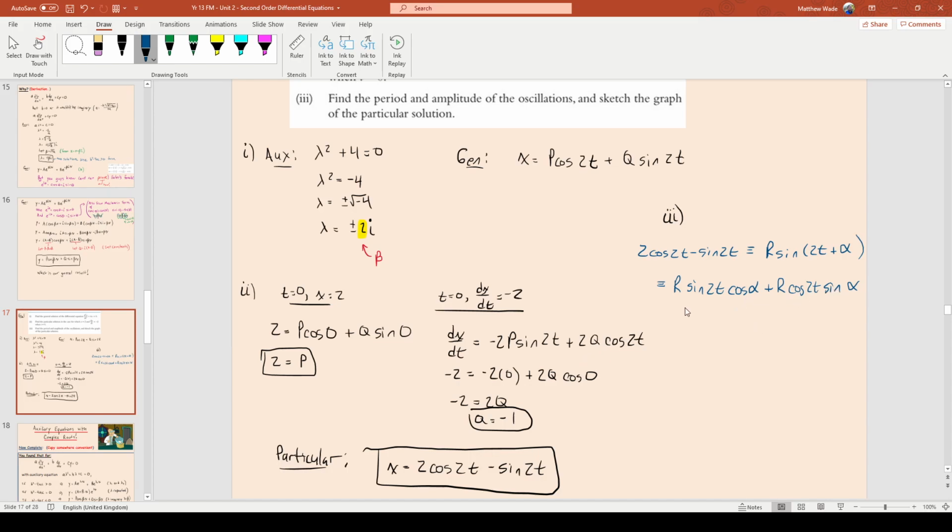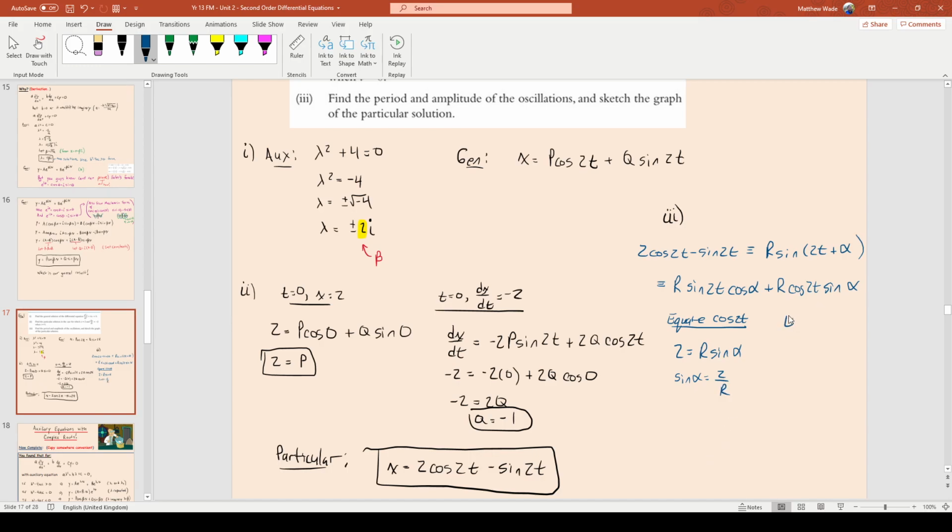So, now we can compare each side, okay? If you compare each side, let's just make sure we're clear on this. I'm going to equate on the cos of 2t. Now, if you equate on cos of 2t, the left-hand side has got 2, and the right-hand side is going to be this second term. It's going to be r sine alpha, which means that sine alpha is equal to 2 over r.